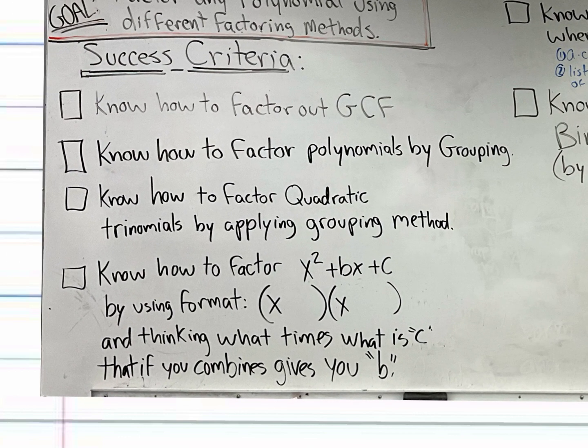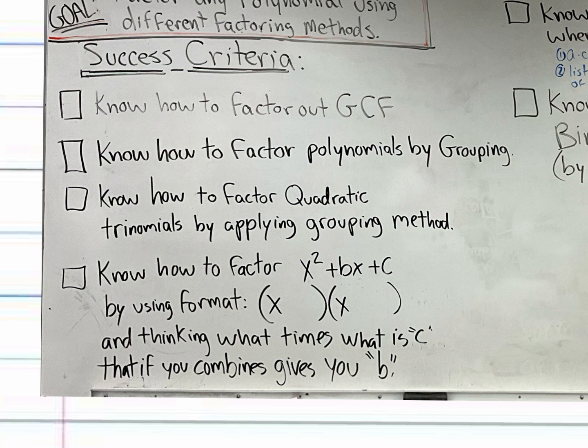So if you go down the list, you're going to see at this point right here, know how to factor ax squared plus bx plus c when the a value is 1, when there's no number in the front. All you do is set up parenthesis, x, x, and then you think what times what is c, that if you add together is b. It's written on the board. It tells you what to do.